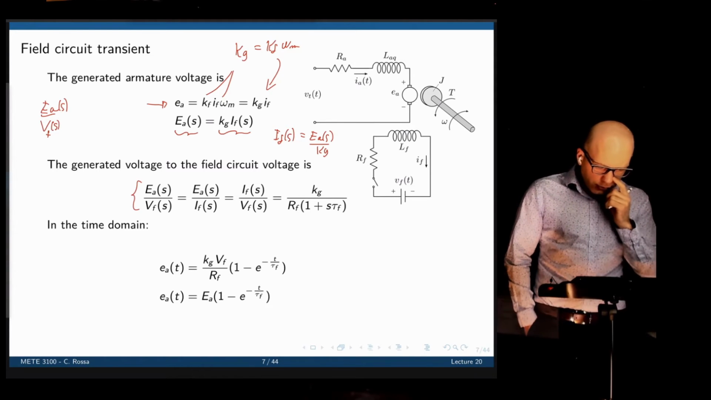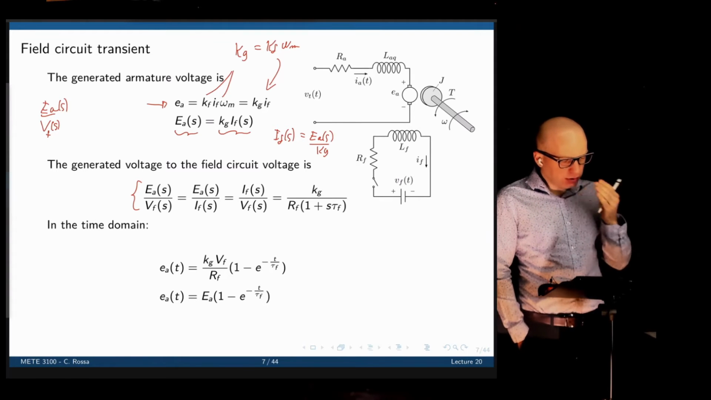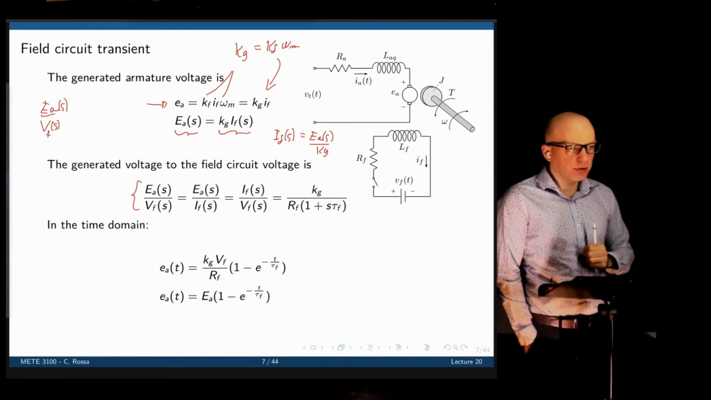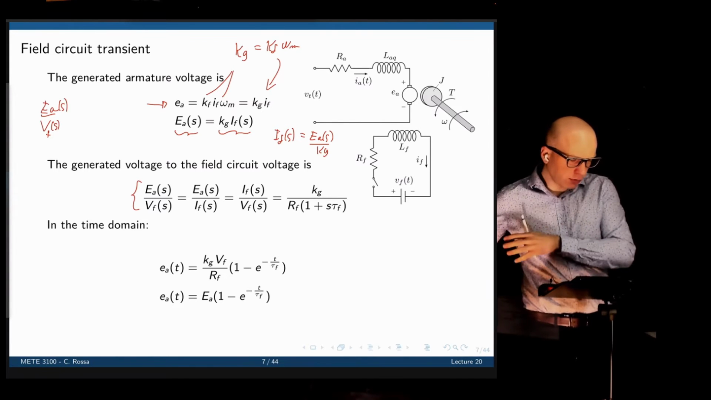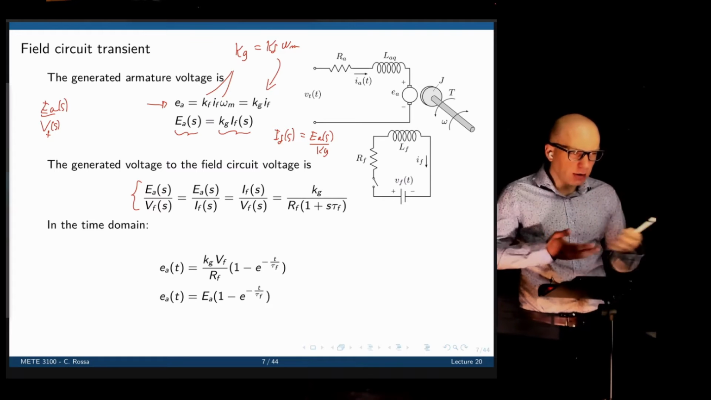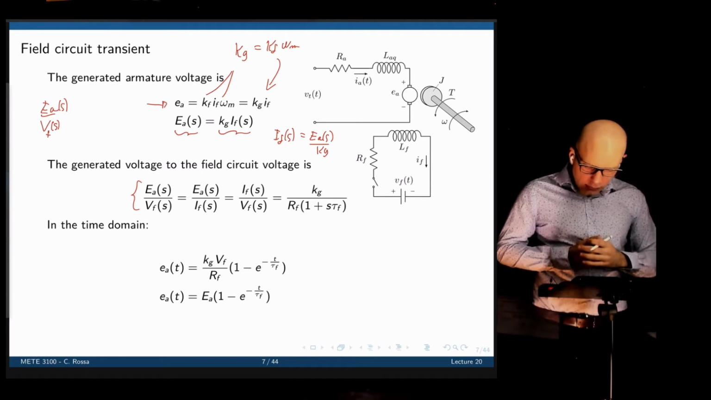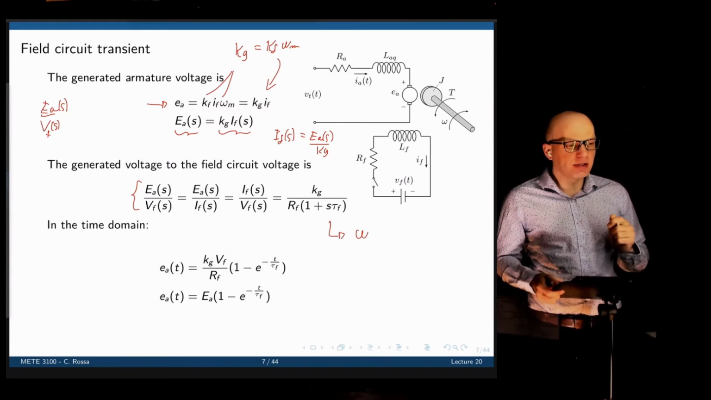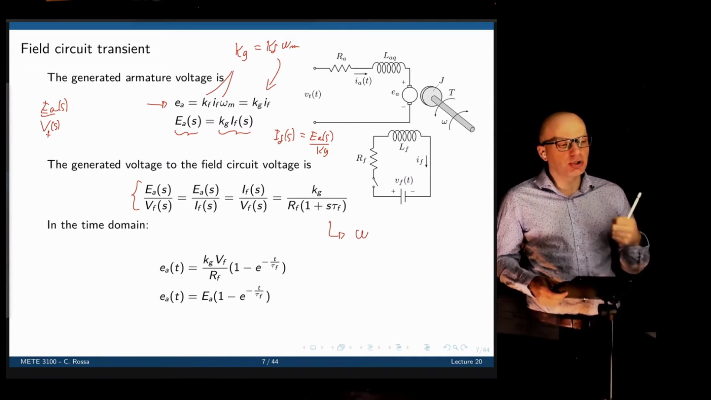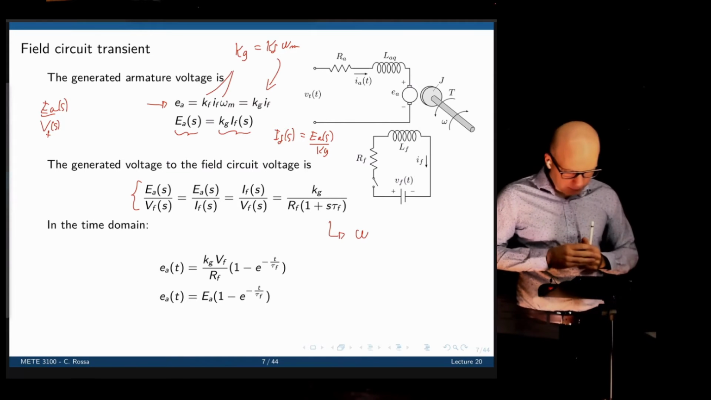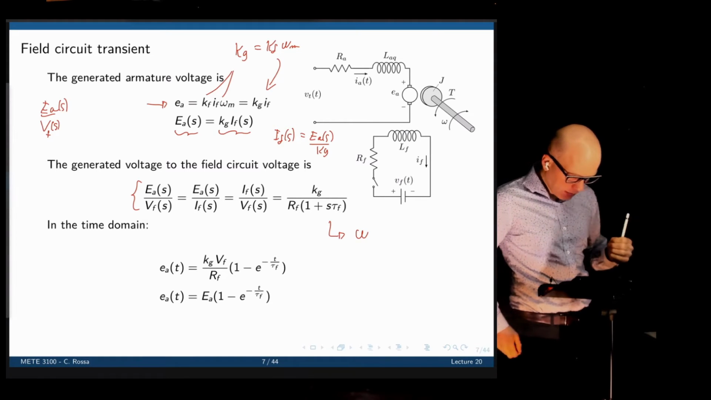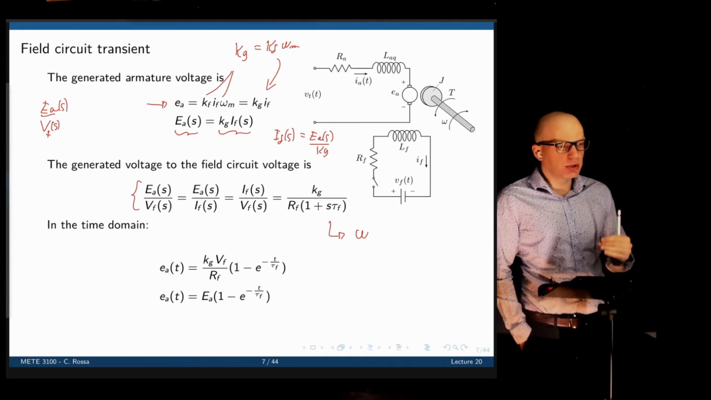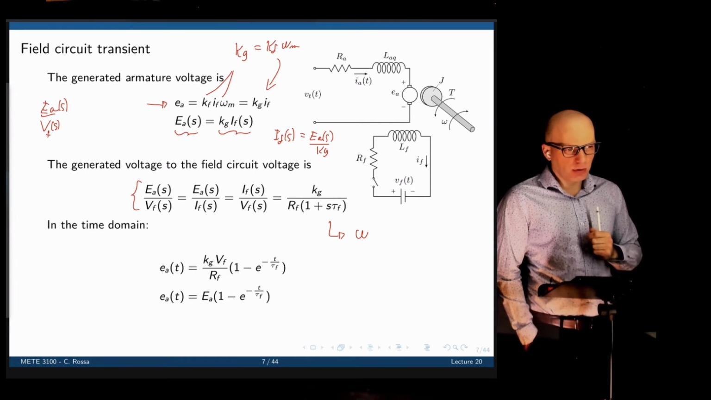The generated voltage to the field circuit voltage transfer function is that. So Kg, a constant, divided by the same transfer function we had before. Or we took the transfer function we had before and multiplied that by a constant, and that's the conversion from current to voltage. Remember that this operates at a given speed. Kg depends on the speed. If you change the speed, Kg will also change linearly, which is the nice part about this analysis, which again can only be done assuming that there is no saturation and no mutual inductance in the circuit.